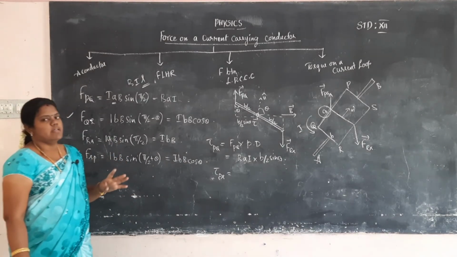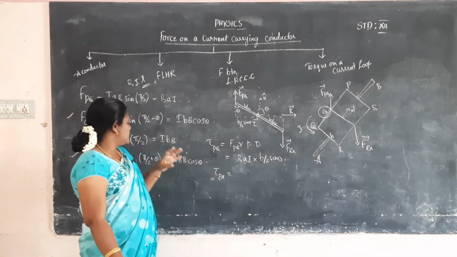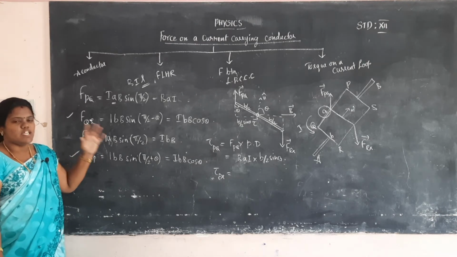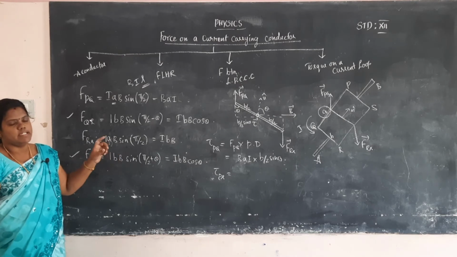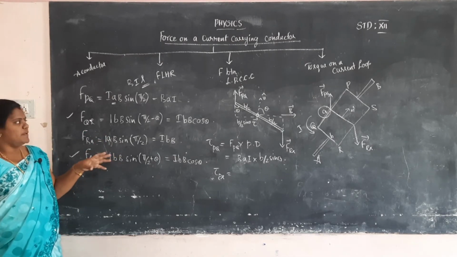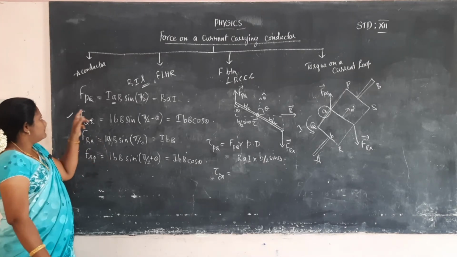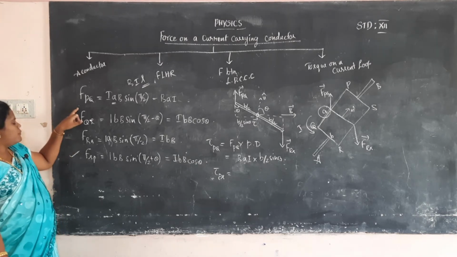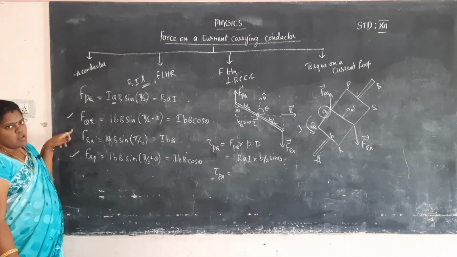The rectangular loop has four arms. I have considered the four arms and calculated the force acting on each arm. Now we check whether the forces created on the four arms are equal or opposite. First we consider FPQ and FRS: they are equal but in the opposite direction.